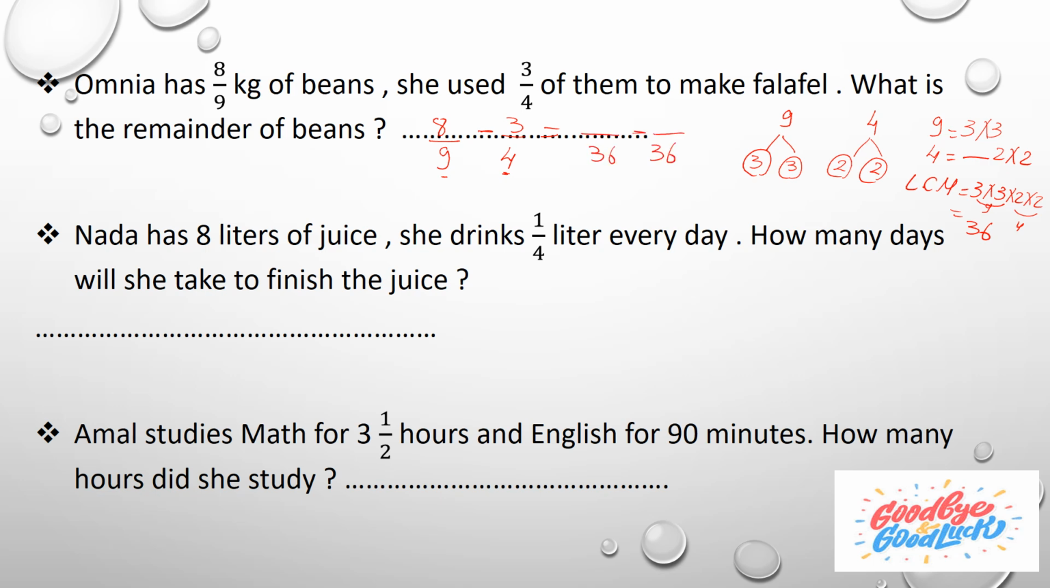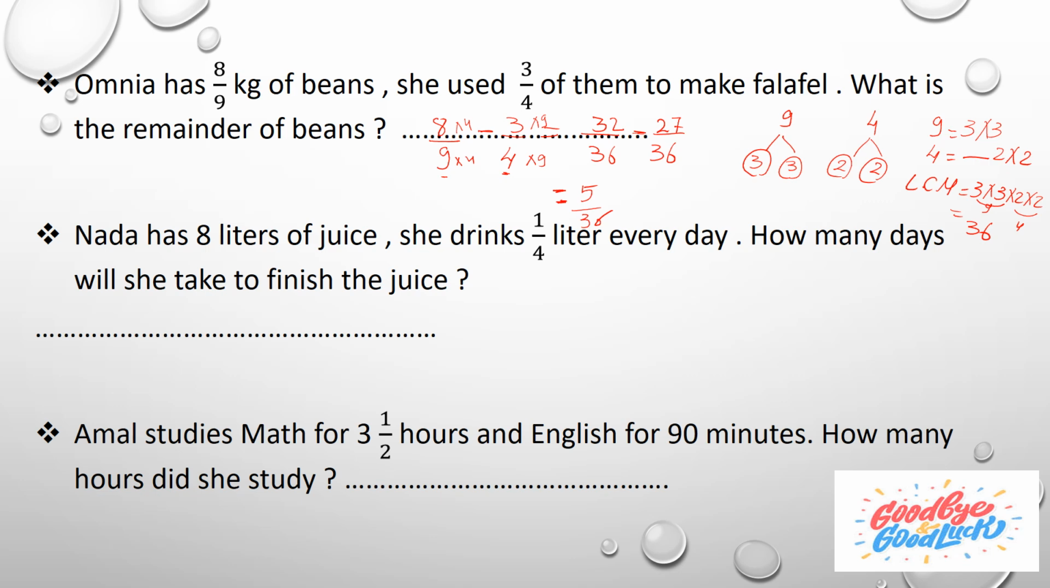Minus 36. 8 times 4 is 32, and 3 times 9 is 27. 32 minus 27: after 27, 28, 29, 30, 31, 32. 5 over 36.